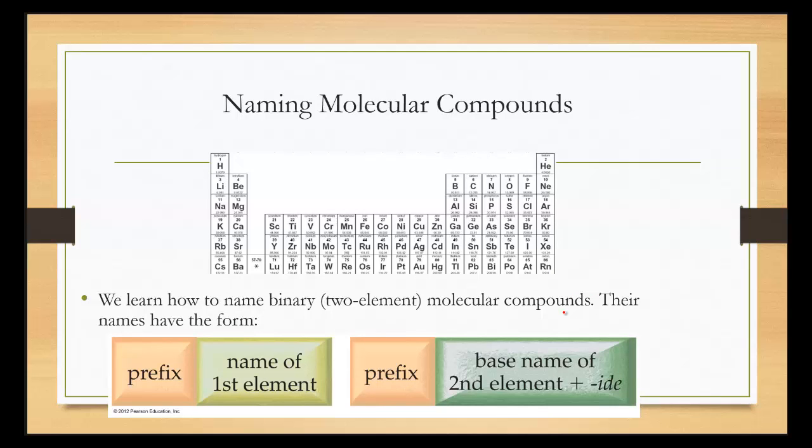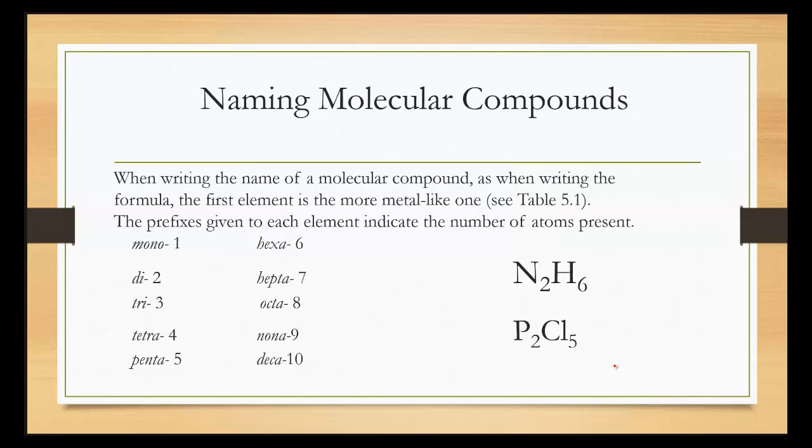We learned how to name binary, meaning two-element, molecular compounds. Their names have the same form each time. The name of the first element with the prefix of how many there are, and the base of the second element with the prefix on how many there are, and ending in "ide." So fluorine becomes fluoride, hydrogen becomes hydride. When they refer to the base, they're typically referring to the first syllable. When writing the name of the molecular compound, as when writing the formula, the first element is the more metal-like one.